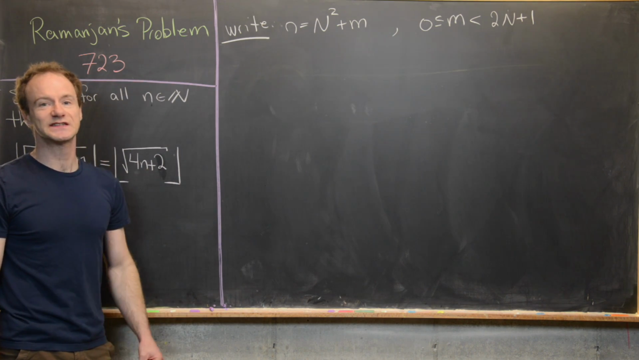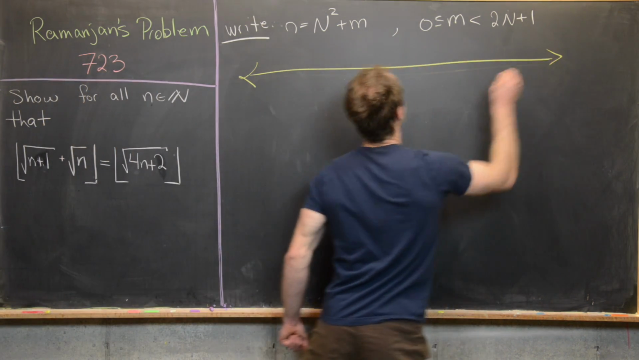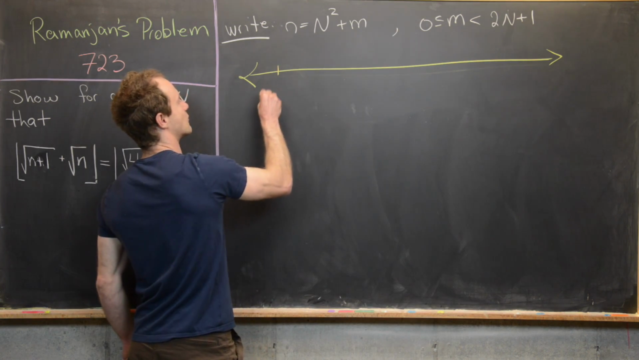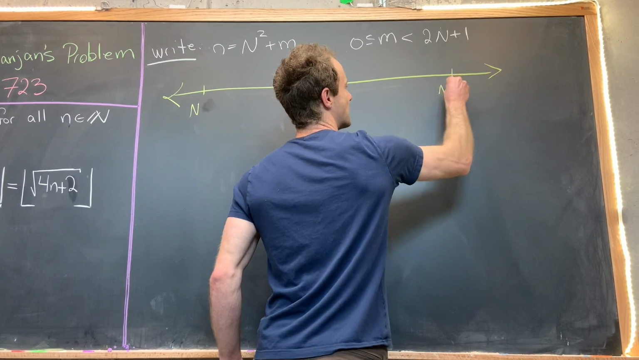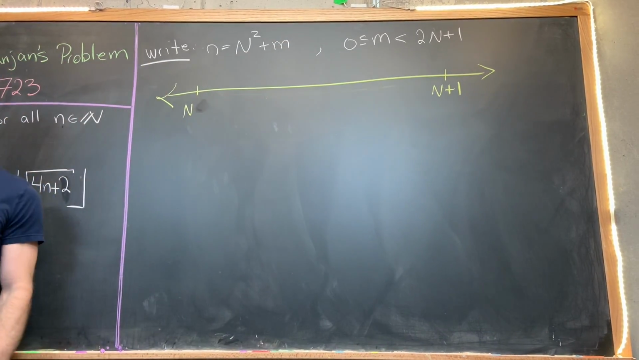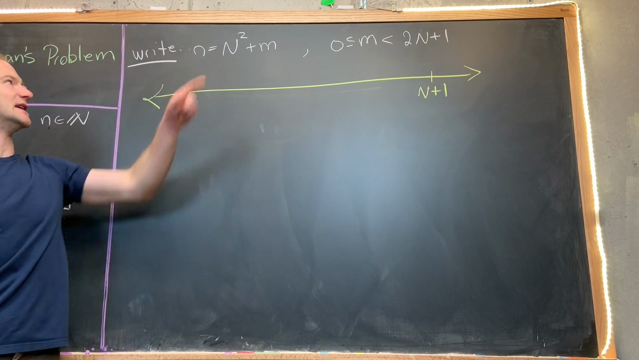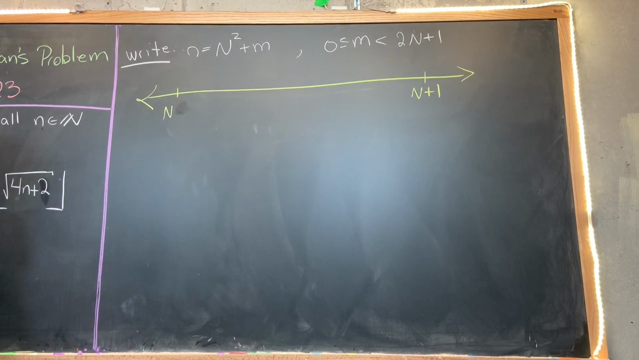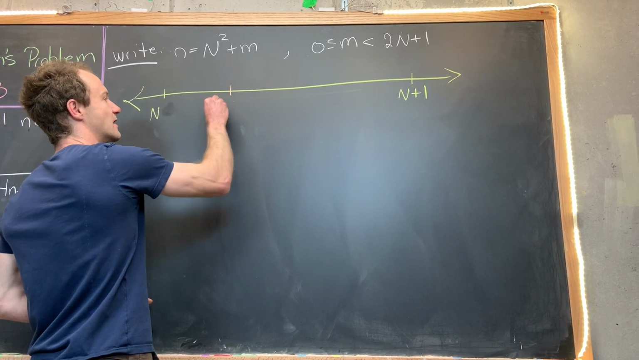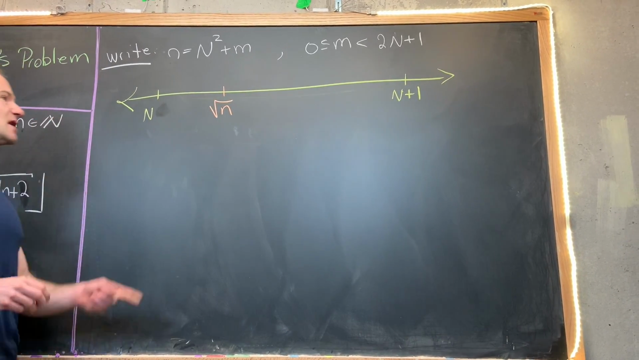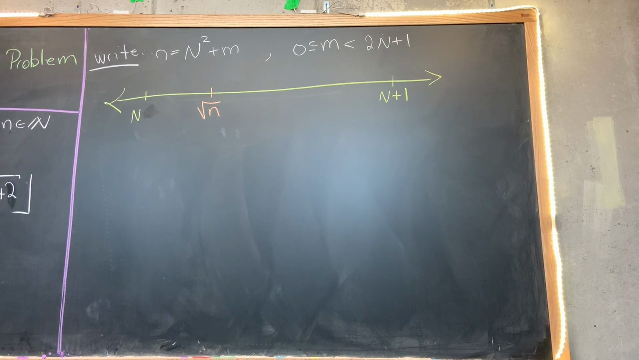So let's notice that this allows us to set up a number line. So let's go ahead and draw that number line. And on the far left, I'm going to write the number capital N, and then on the far right, I'll write the number capital N plus 1. And so this structure right here, the fact that little n is equal to capital N squared plus m, tells us that the square root of n is somewhere in between capital N and capital N plus 1.